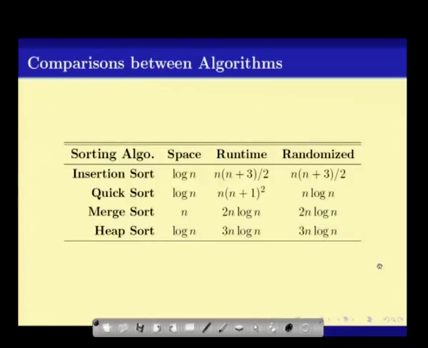So, here is a comparison between all the algorithms. We have quick sort, insertion sort, merge sort and heap sort. In the case of space complexity, except for merge sort, all of the others require only log n space. In case of runtime, insertion sort and quick sort are worse compared to merge sort and heap sort, which are n log n. But in the case of quick sort, one can get a randomized runtime, which is slightly better than the rest. Till now, we have seen these four algorithms.